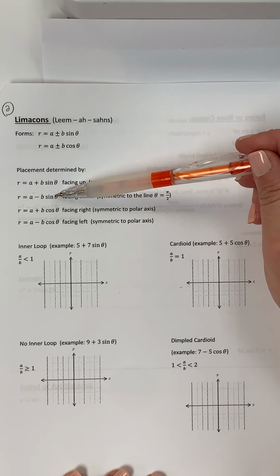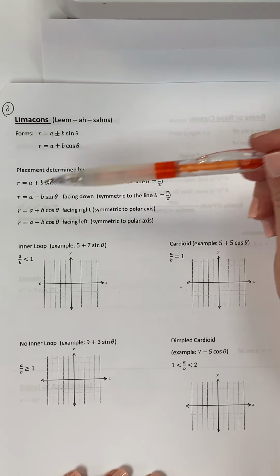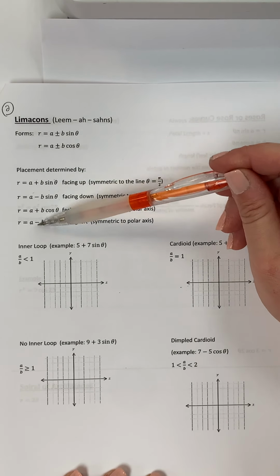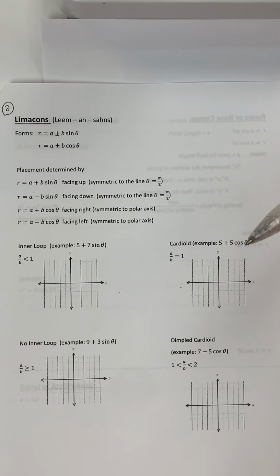So sine is up or down. Just look at your plus or minus to figure that out. Cosine is left or right. Look at your plus or minus to figure that out.